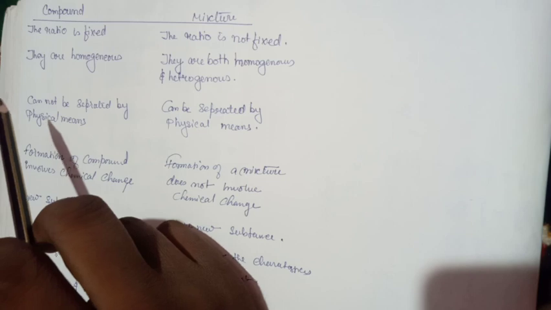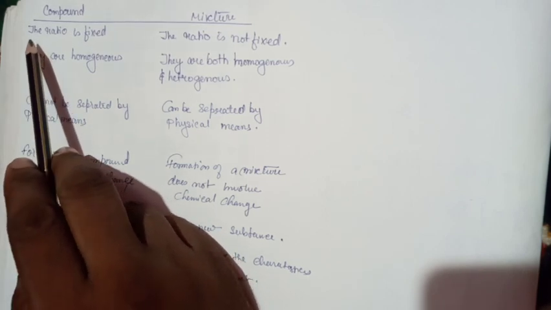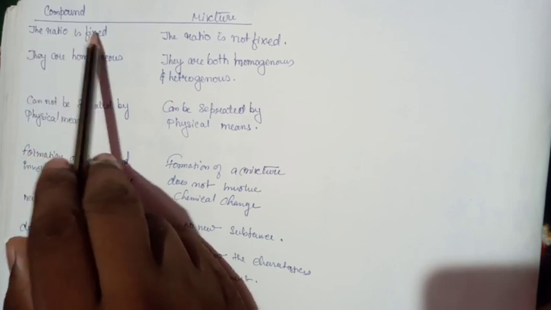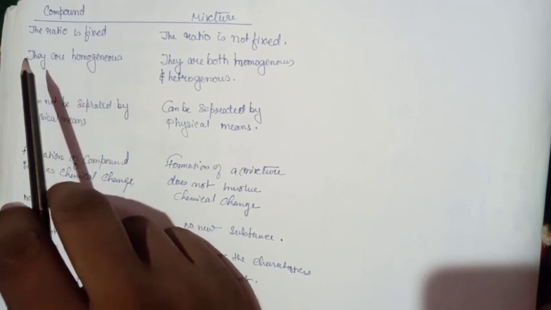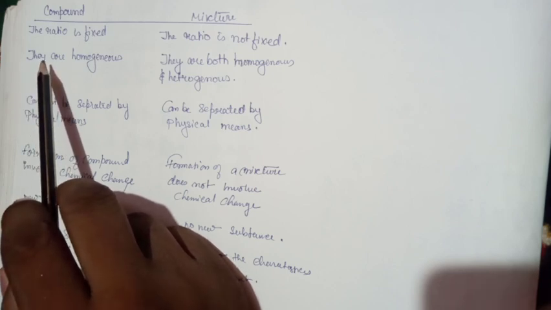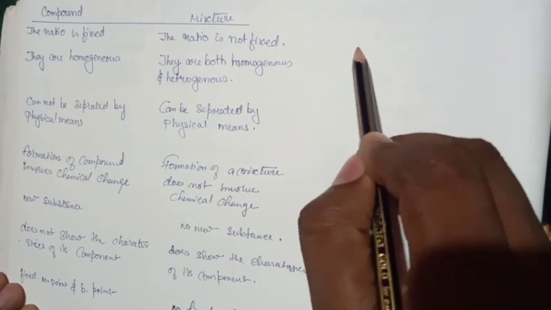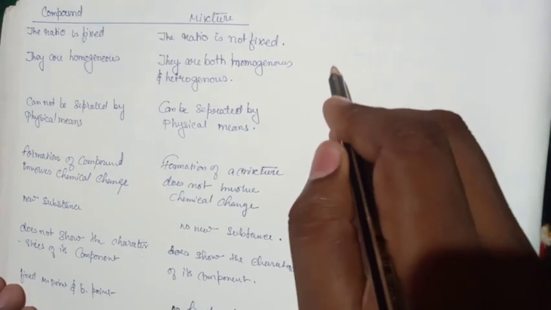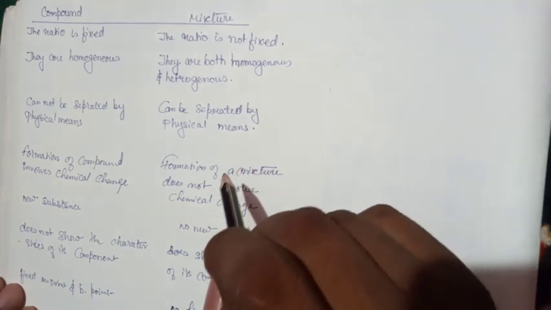So the first difference, you will write the definition. I'm beginning with the second difference. The second difference says that the ratio is fixed. In a compound, the ratio is fixed, meaning the ratio of the compound is fixed. Suppose there is a compound, CO2, that is carbon dioxide. So one part of carbon dioxide, that is C, is made with 1.